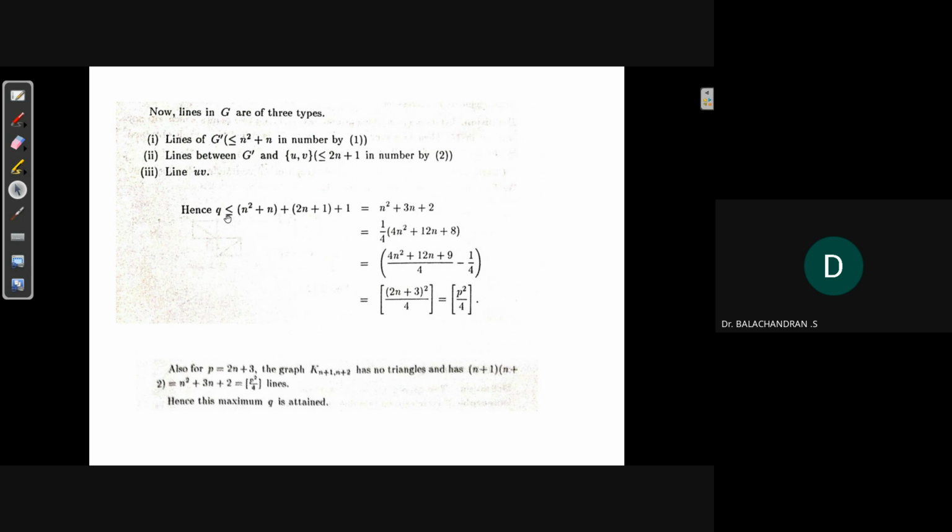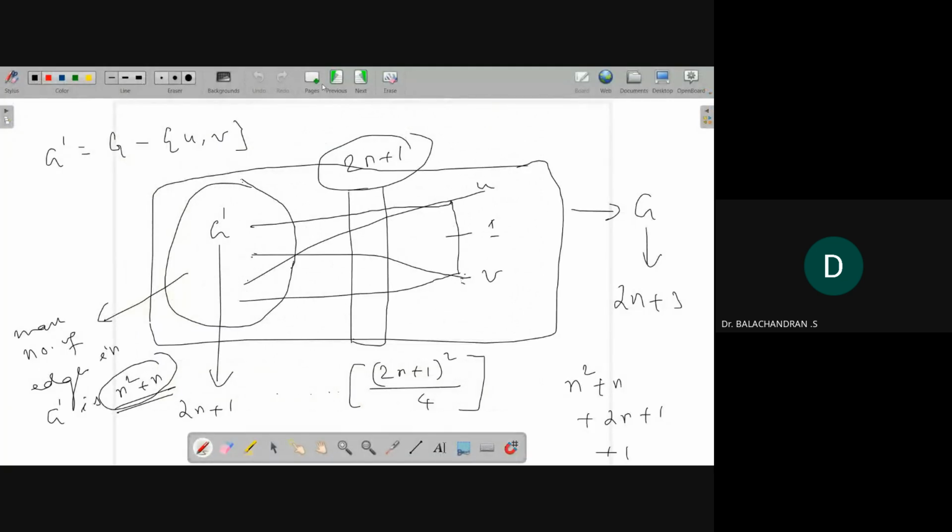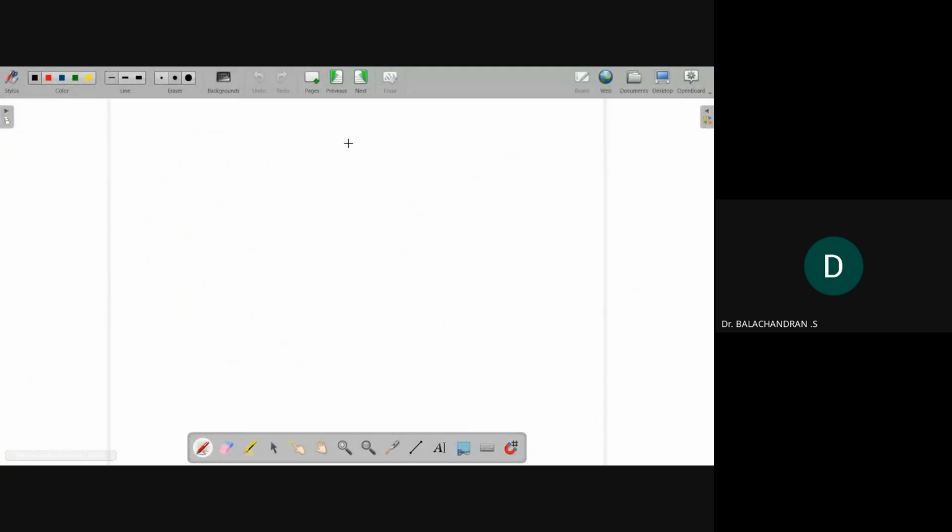So this graph has no triangle and exactly p square by 4 edges. Here they put less than or equal to, but if we need a graph which exactly has p square by 4 edges, which graph has it? The complete bipartite graph with first partite set n plus 1 and second partite set n plus 2. It has no triangles. So this is K n plus 1 comma n plus 2. We should write it like this: K n plus 1 comma n plus 2.